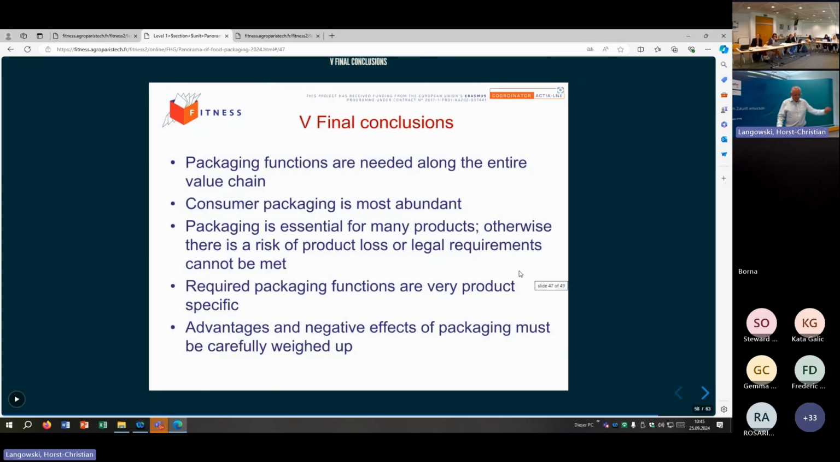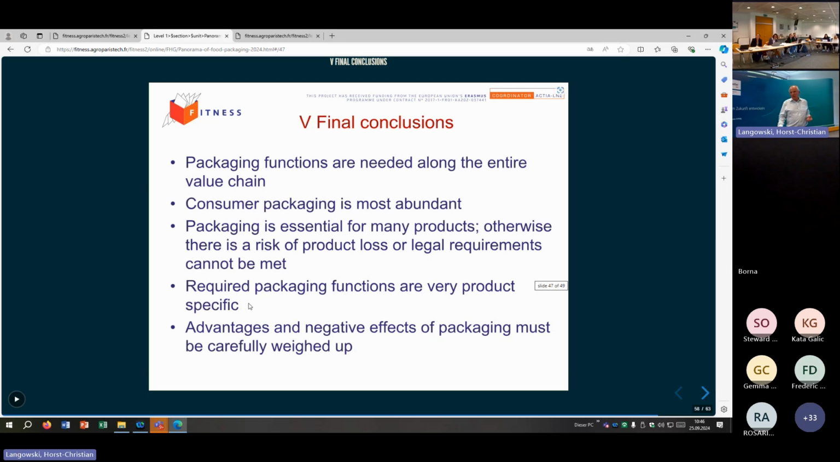Final conclusions, a little bit over time, sorry for that. You have to look at the packaging functions, not only for the product packaging, but also for the other parts of the packaging chain. Most of it is the consumer package, that's for sure. Not many people talk about industrial packaging. We have to reduce product losses and we have to meet the legal requirements. So this is a very strong argument to use packaging.